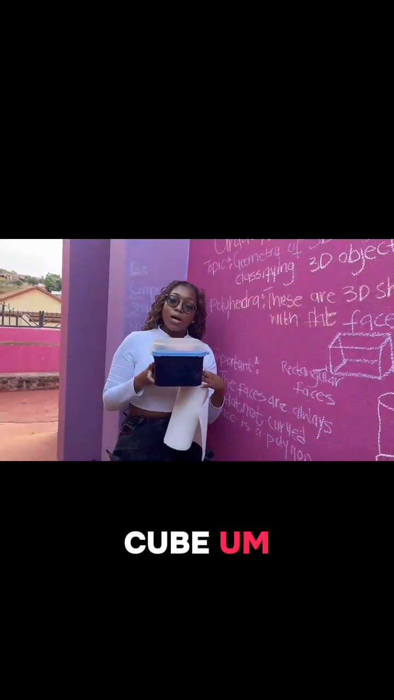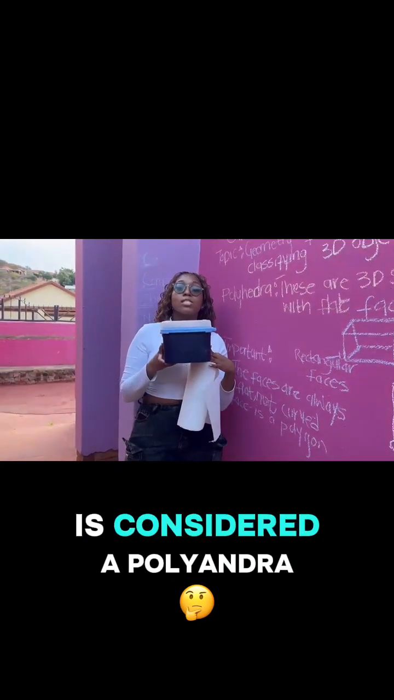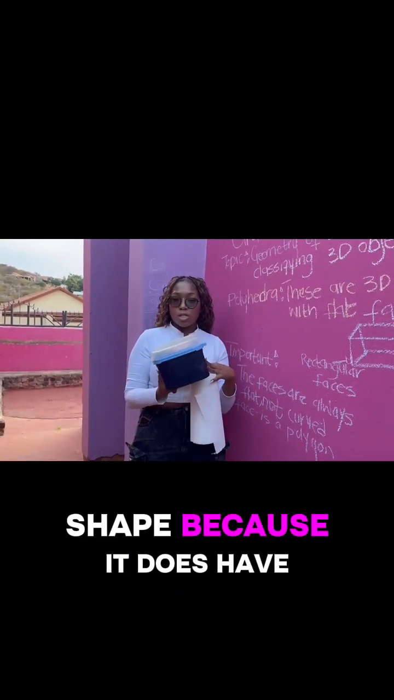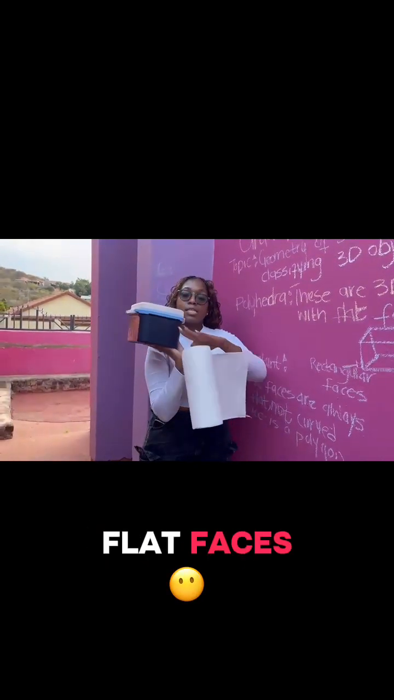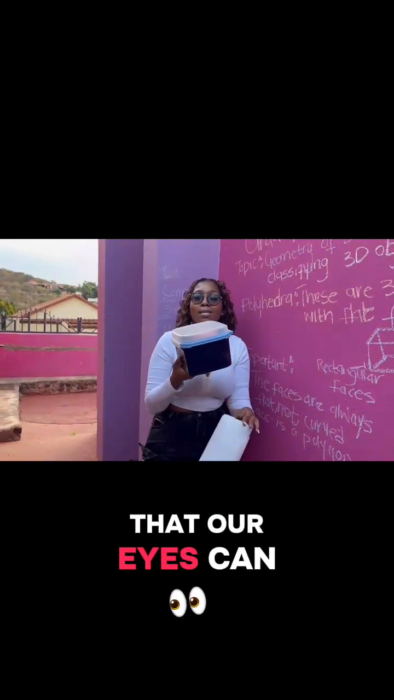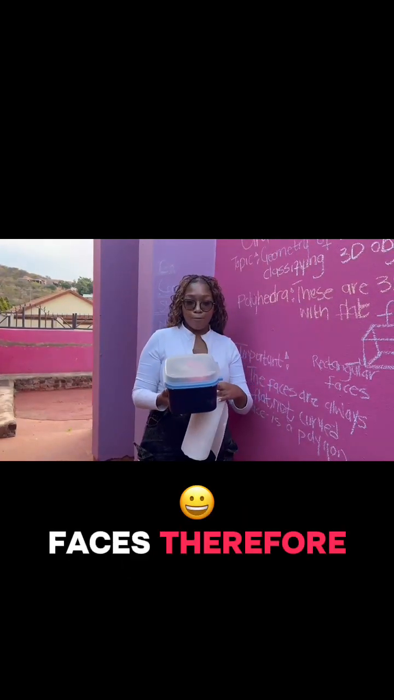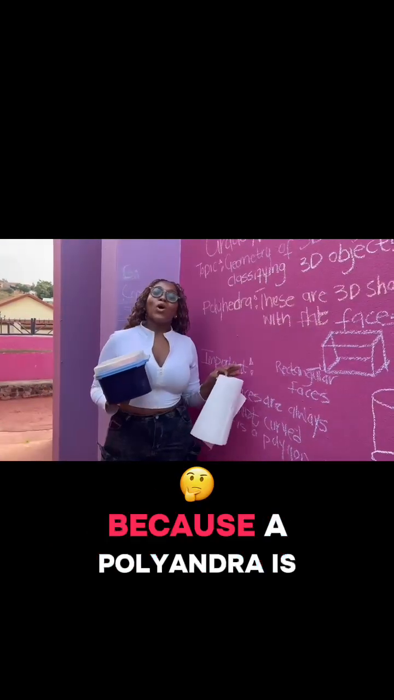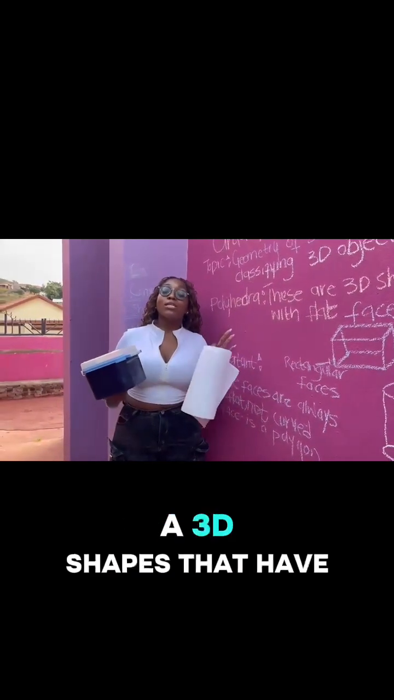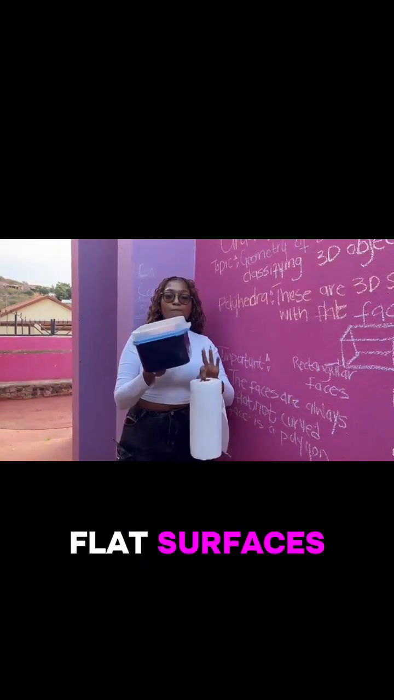The cube is considered a polyhedra shape because it does have flat faces that we can see, that our eyes can physically see, that it has different kinds of faces. Therefore it does make it a polyhedra, because polyhedra are 3D shapes that have flat surfaces.